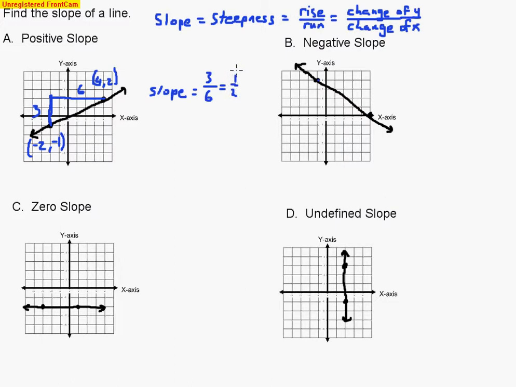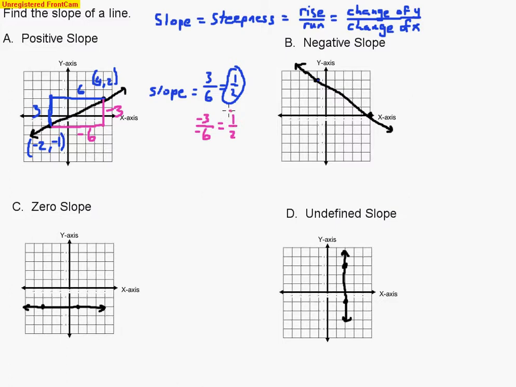Now, that's a positive number, so we call that a positive slope. And if I had done it the other way, if I had gone down 3, let's take a look at that just for this sake. If I had gone down 3 spaces, 1, 2, 3, that would be -3. And then if I went left, 1, 2, 3, 4, 5, 6, that's -6, because I went left. Well, -3 over -6 makes the same fraction.